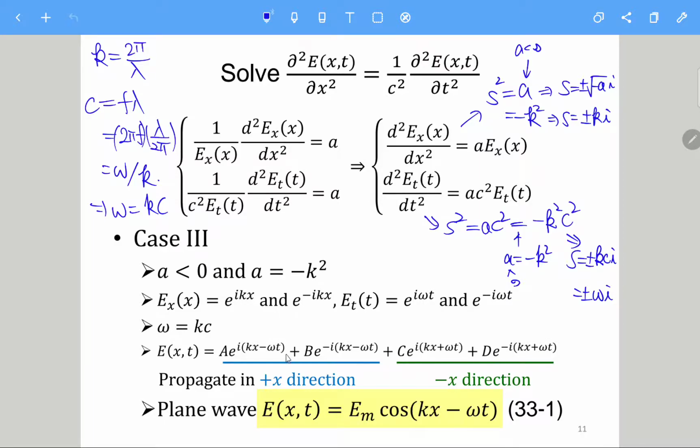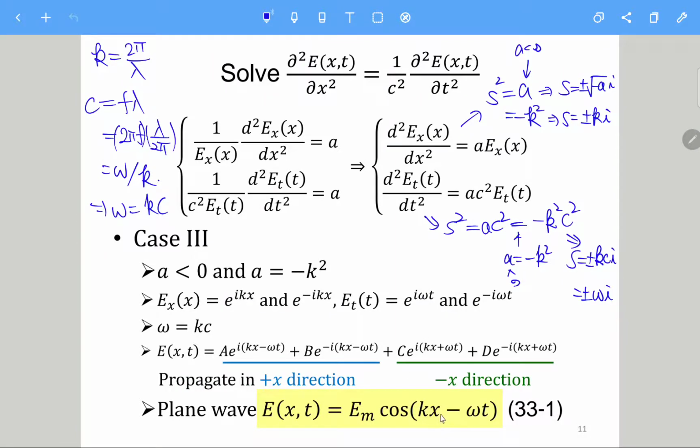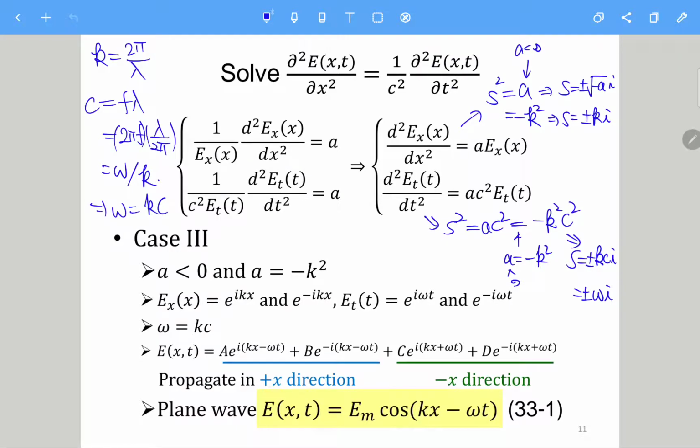So generally, the solution will be like this. Part of the wave is propagating in the positive x direction, and part of the wave is propagating in the negative x direction. But for simplicity, we can just cope with one direction, and then it turns out to be just adding them together for both directions. So in the textbook, it assumes the wave is only propagating in the positive x direction, so it only chooses the term cosine(kx minus omega t). Of course, the textbook uses sine, but it doesn't really matter because you can just change the phase by 90 degrees, then it is a sine function. So this is the solution for the wave equation.